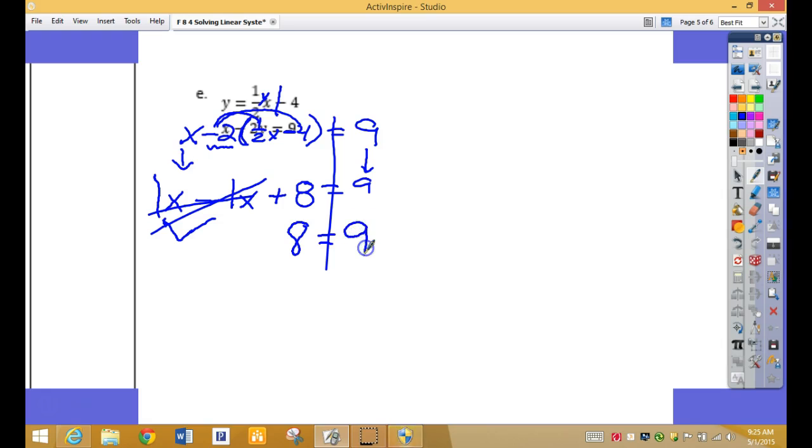8 equals 9. Are they the same line? No, because they're not the same numbers. Our variables are gone. What kind of a system is that? What are these lines then if the numbers are different and the variables cancel out? They are parallel. So if they're parallel, they never intersect. Therefore, how many solutions do they have? No solution. All right, homework.